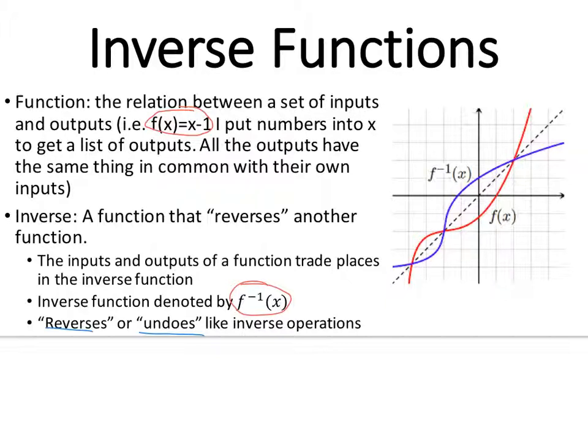Over on the side, you just have a graph there. If you see the red function, that's our original function. Then here, the blue graph is what the inverse function looks like. So if you notice, the inputs and outputs just trade places. It's the same shape, but they go in a different way.